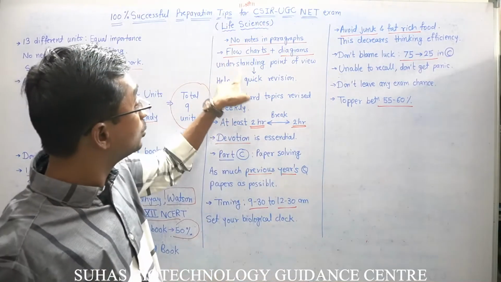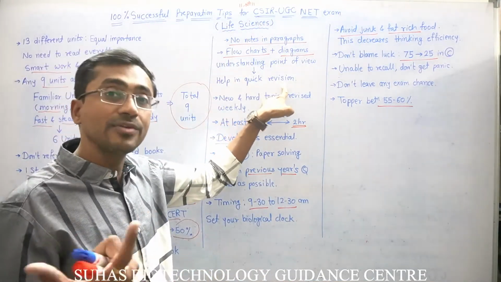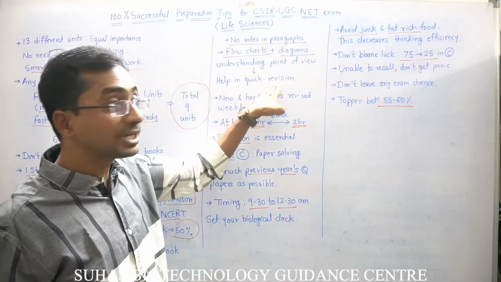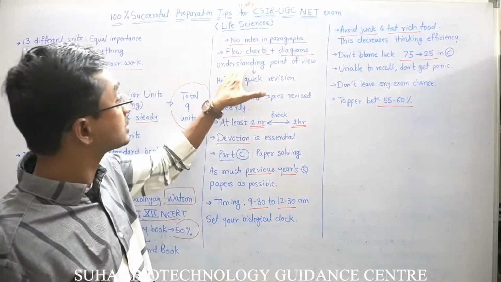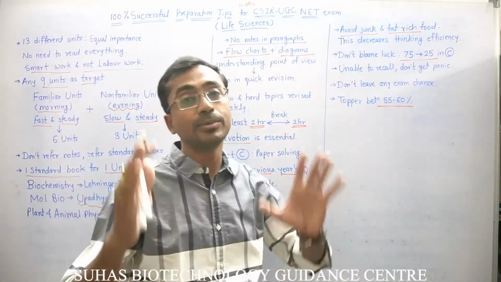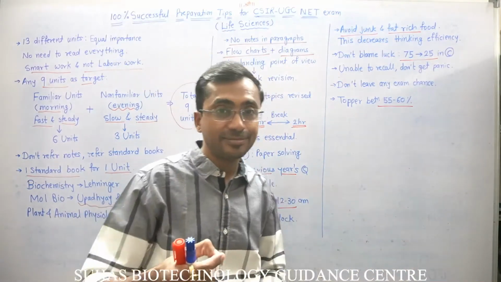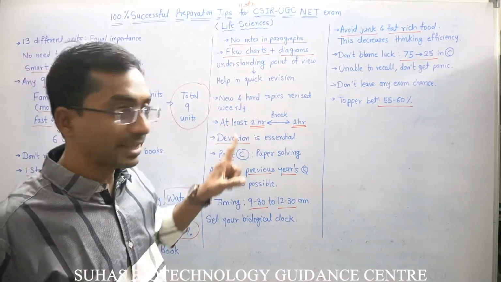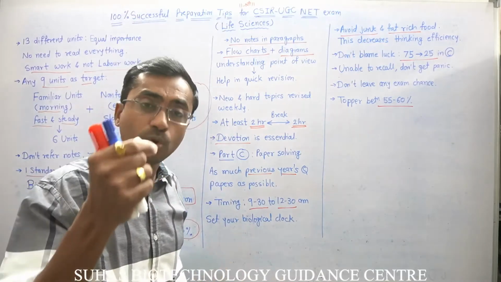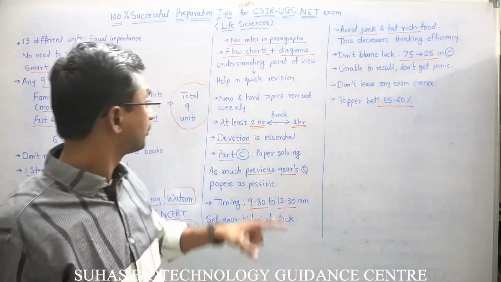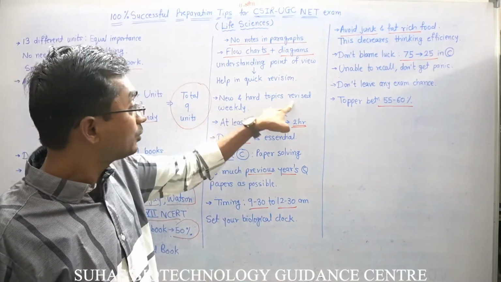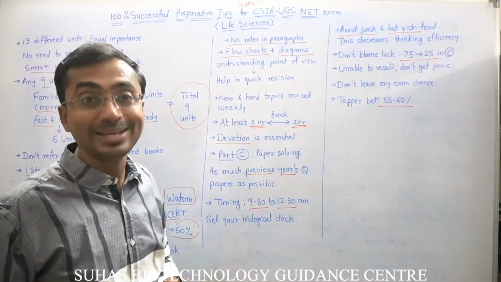It is easy for quick revision, and that's why quick revision can also be done, and from an understanding point of view, such things are much better. So don't go for paragraphs, go for flowcharts, diagrams or points. Write down only points, that much is sufficient.